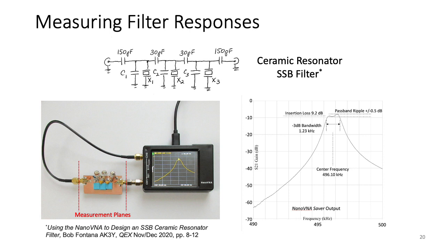Here's another example of a 2-port linear network. In this case, I've got a ceramic resonator filter. This consists of 3 ceramic resonators at 500 kilohertz, and a set of capacitors which allow me to tune this for the desired response.